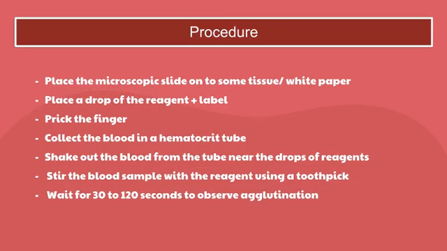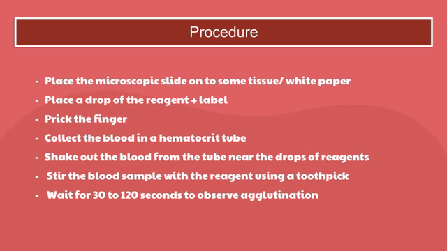Set the clean microscopic slide on the white paper. Place 1 small drop of each reagent side by side on the slide and label the drops using a marker. Sterilize a finger to be pricked using detergent and ethanol. Prick it with a lancet using a firm, rapid motion, or a blood sampling device. You must lacerate some capillaries so that the blood flows out.